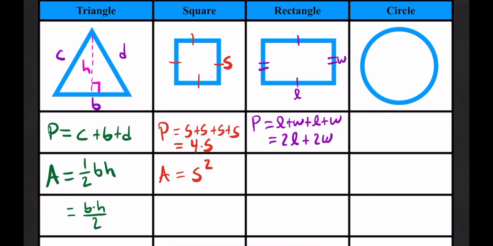That's simplifying it down. For the area of a rectangle, all we have to do is just go length times width. That's it.